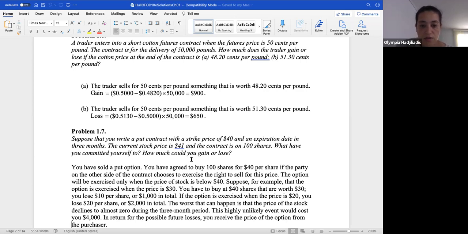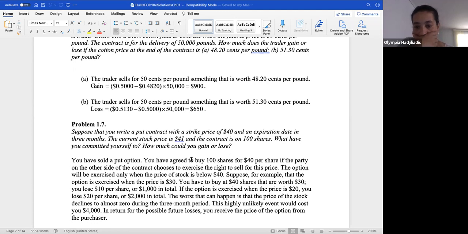The current stock price is $41 and the contract is on 100 shares. What have you committed yourself to? And how much could you gain or lose? You have sold the put option. You have agreed to buy 100 shares for $40 per share if the party on the other side of the contract chooses to exercise the right to sell for this price.